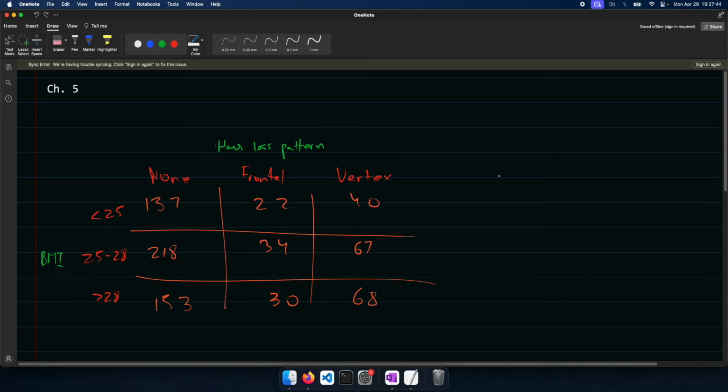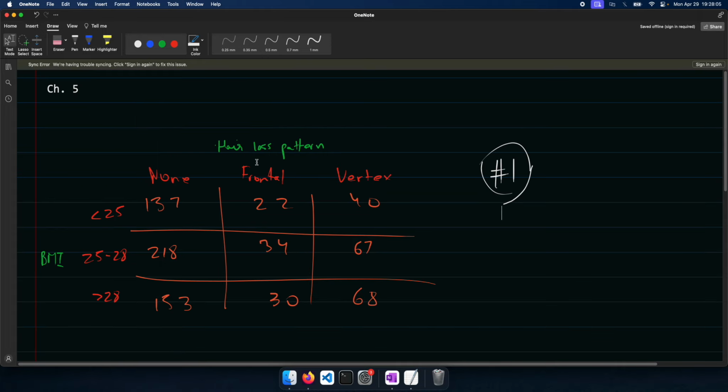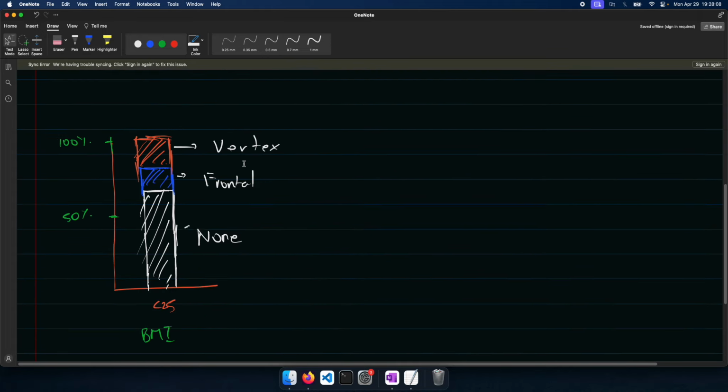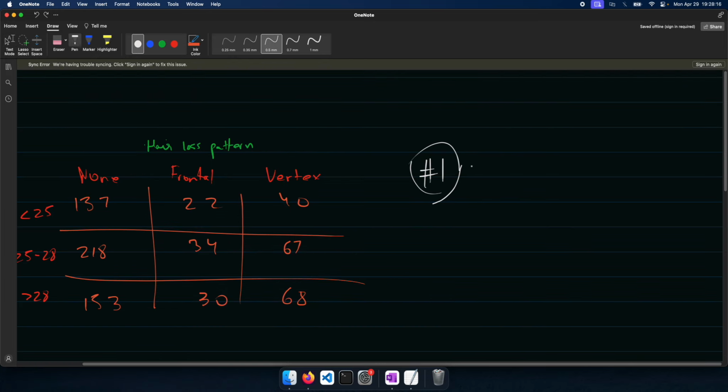Basically, I only have 2 tips on this chapter. The first one being, they'll ask you questions. Usually they'll be like, okay, construct a segmented bar chart about the hair loss pattern for everyone under the age of 25, based on this table. Okay, that's what they'll ask you. So now the biggest tip is this.